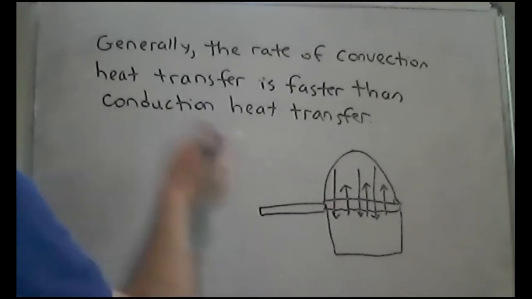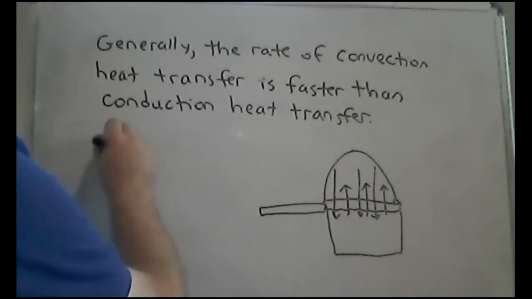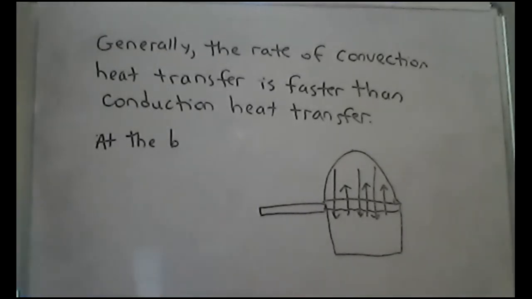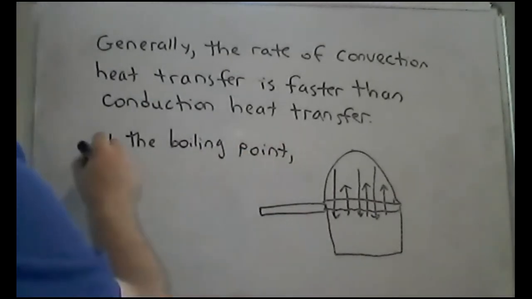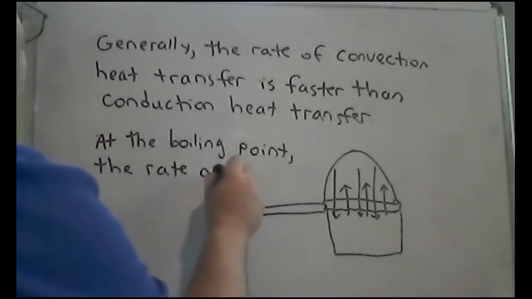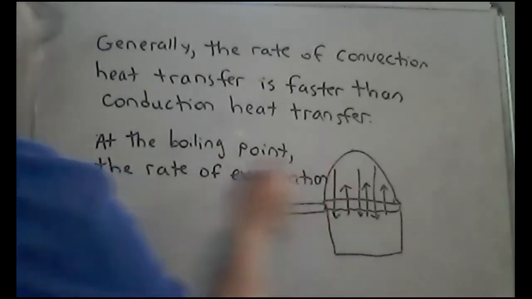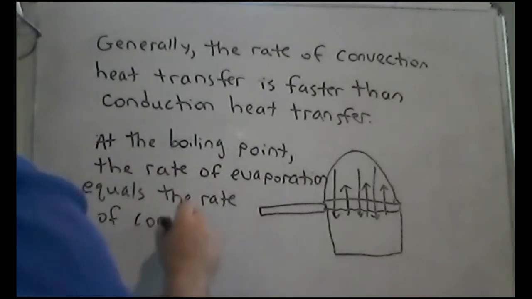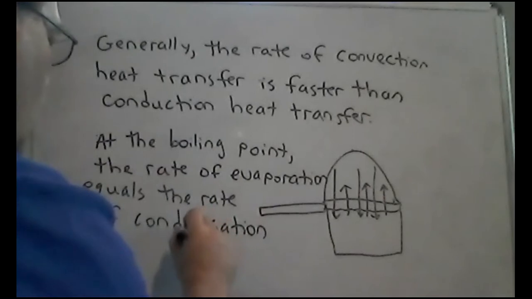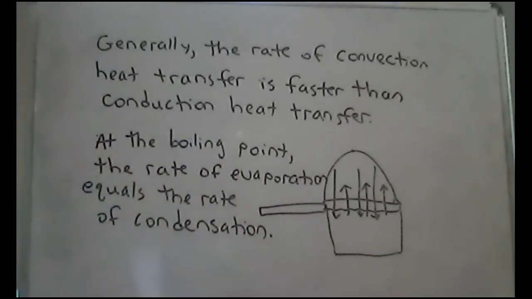So when you have the situation at the boiling point, which is different depending upon the temperature and also the pressure of the environment, you increase the pressure, you increase the boiling point. You reduce the pressure, like you climb a high mountain, you reduce the boiling point. But at the boiling point, the rate of evaporation equals the rate of condensation. So the water will not leave the pot. You know, it can't. It's enclosed anyway. But you're not going to get boiling.